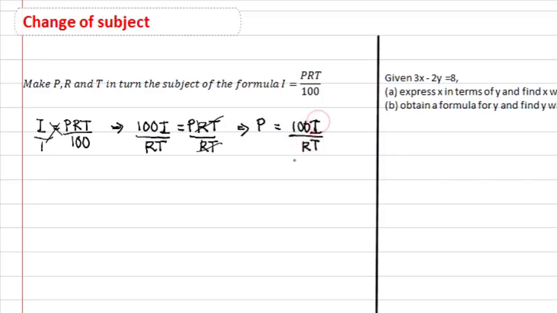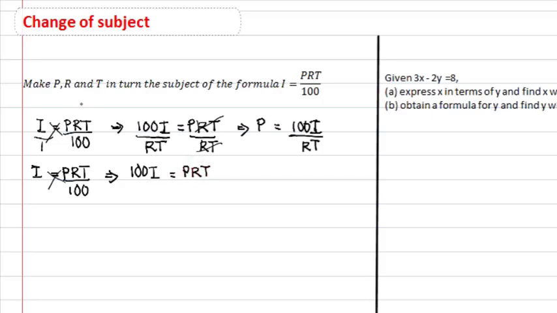So that's it. This next one says we should make R this time the subject of the formula. Using the same pattern, initially we have I is equal to PRT over 100. We are going to cross multiply again, that is 100 I equal to 1 times PRT, which is the same thing as PRT.